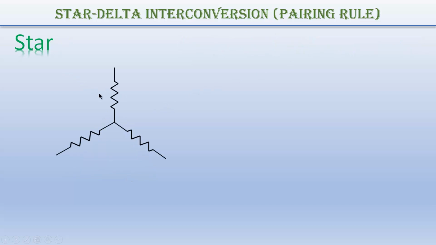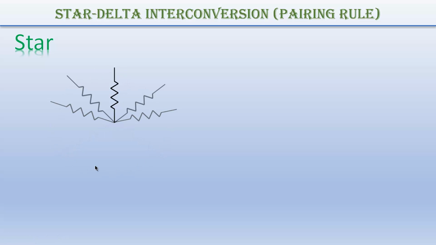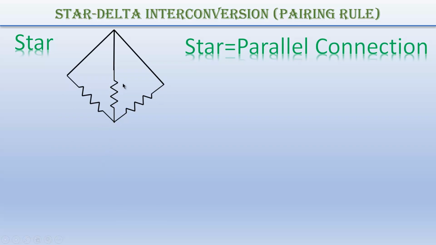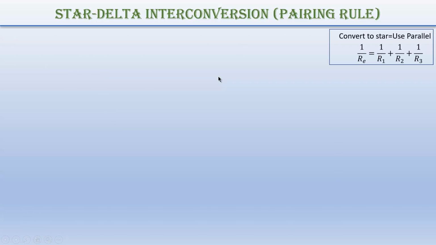So for star network we can change this network connection like this and like this. So what you see from here is star connection can be taken as a parallel connection. So after visualizing the delta and star connection, we now can formulate the following results. To convert into star connection, we can use the parallel connection of resistor formula, and to convert into delta, we can use the series connection of resistors.